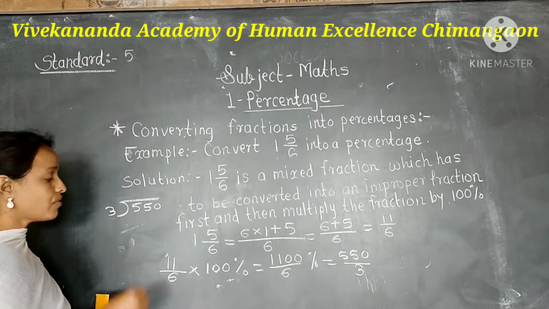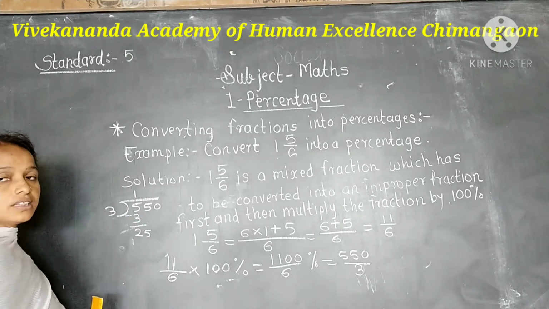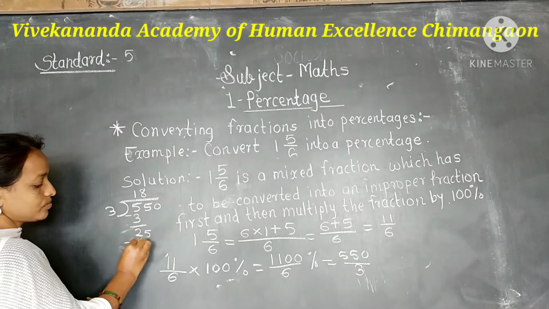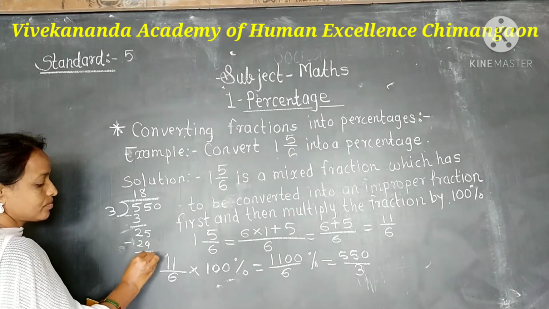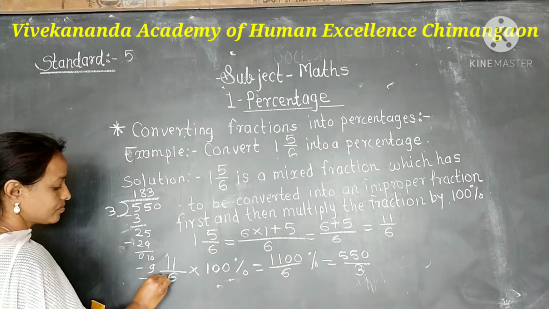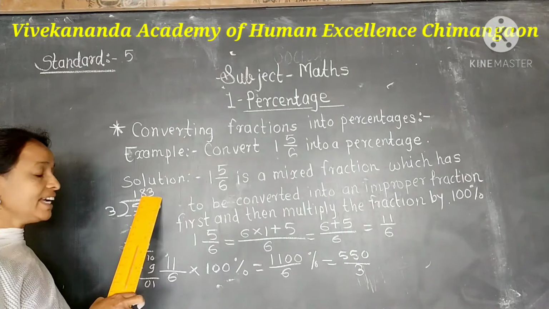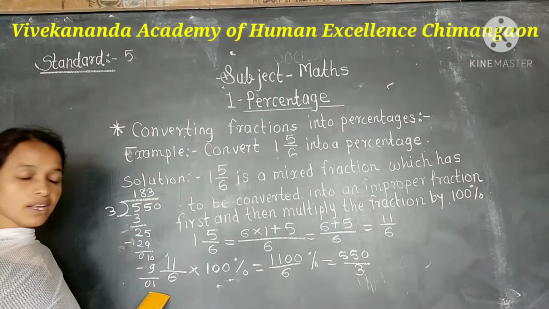First we divide 5. 3 ones are 3. 3 8s are 24. And 3 3s are 9. So student, here we get quotient 183 and remainder 1.